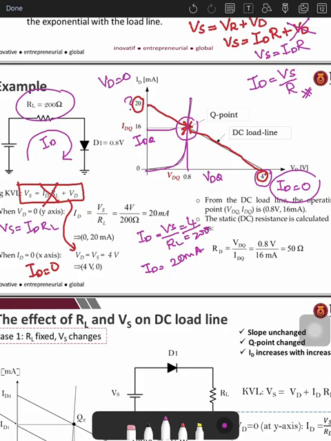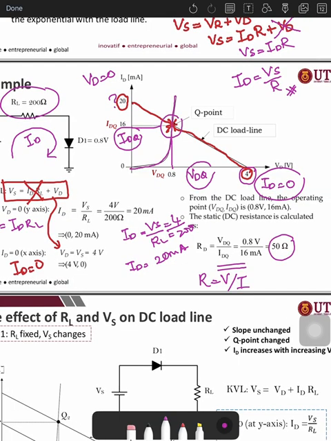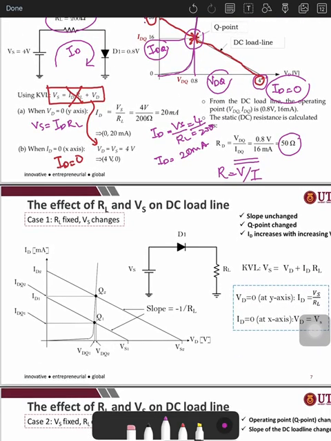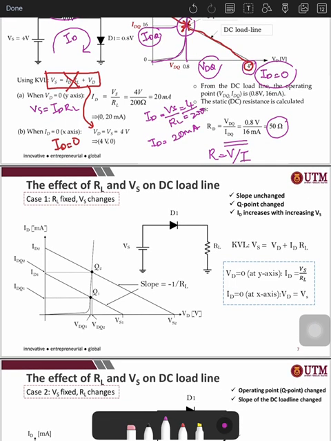When you get the VDQ and also the IDQ, you can calculate the resistance by using Ohm's law, V is equal to IR. So you can get 50 ohm for the static or DC resistance. Now these are the situations where we want to evaluate the effect of RL, the resistance inside the circuit, and also VS, the voltage source on the DC load line.